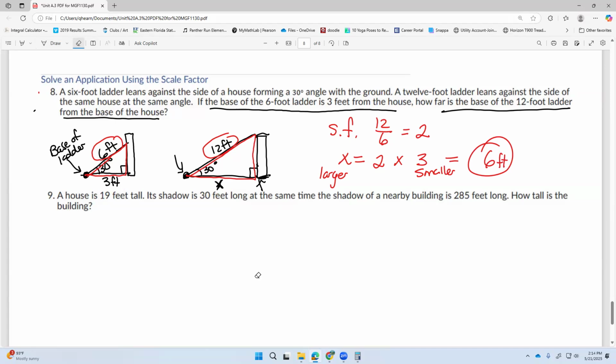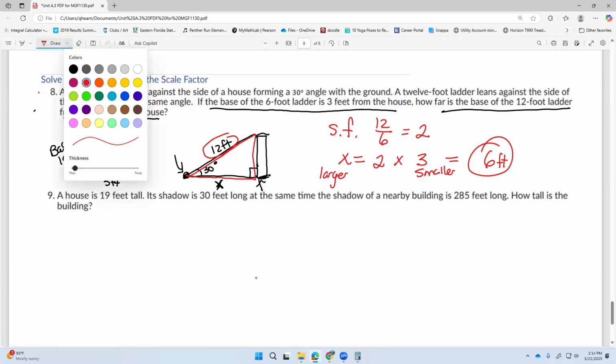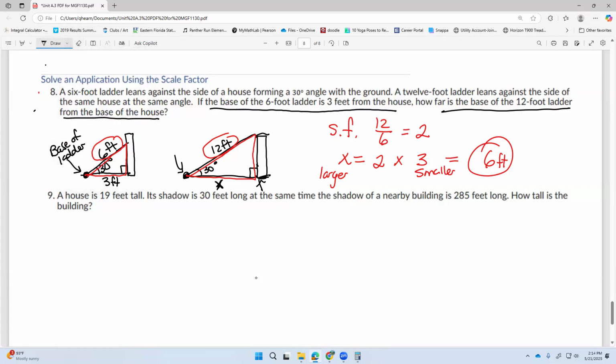Okay, now let's look at number 9. A house is 19 feet tall. Its shadow is 30 feet long. At the same time, the shadow of a nearby building is 285 feet long. Do you remember that drawing that we did? So I'm going to draw the house a little shorter than the other building because it has a smaller shadow. The same time of day the sun is shining down, it's going to form the same angles for both buildings.